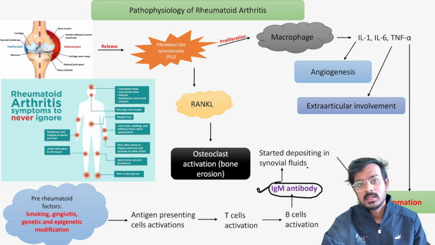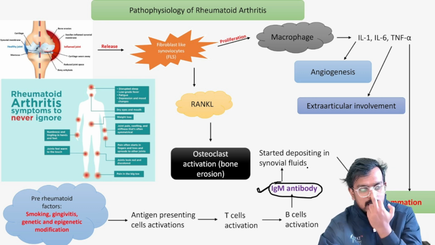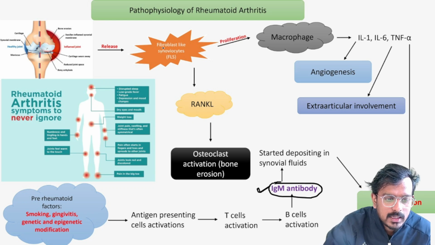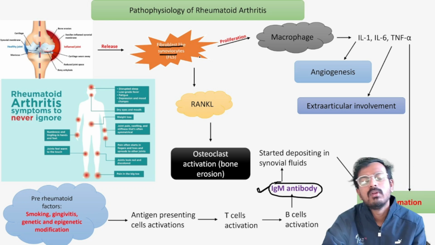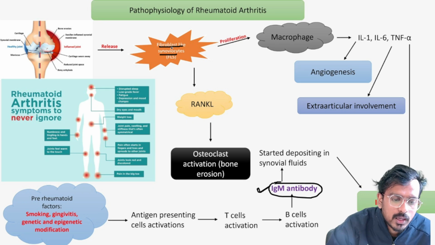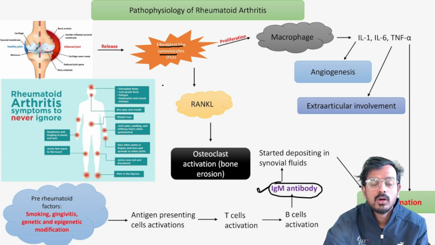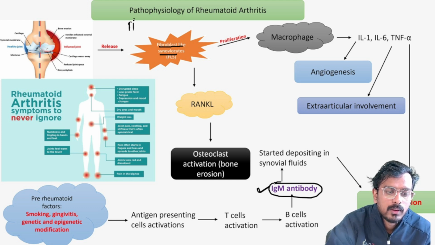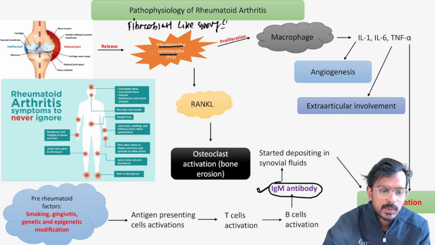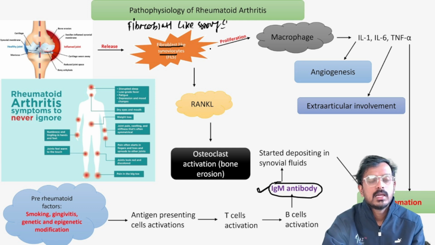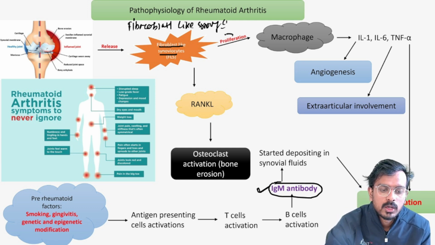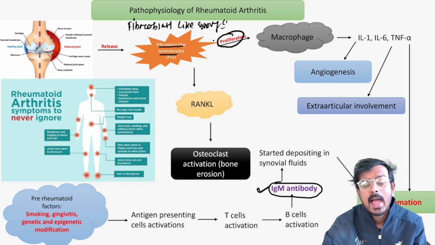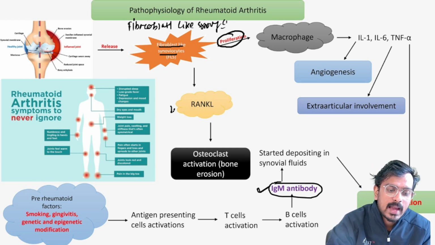When there is inflammation in our joints, there is a release of an inflammatory molecule called FLS, fibroblast-like synoviocytes. These fibroblast-like synoviocytes undergo proliferation. Proliferation means they will divide and proliferate, and they can also activate RANKL.